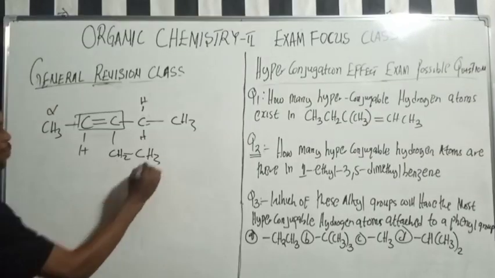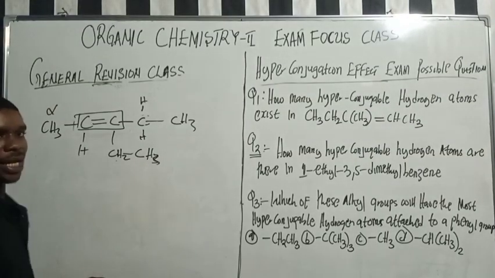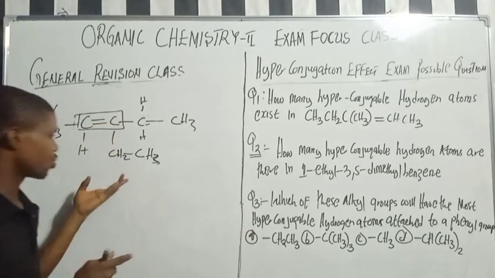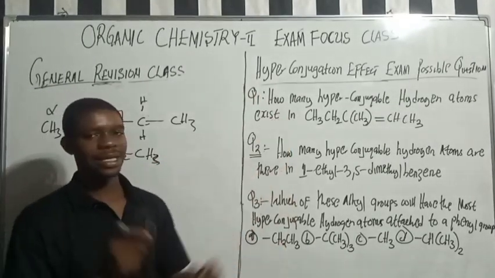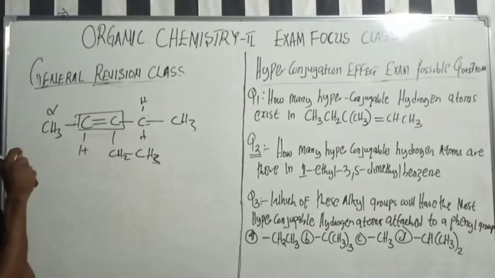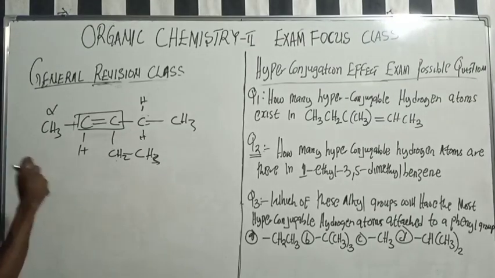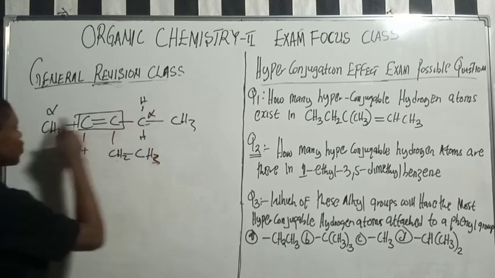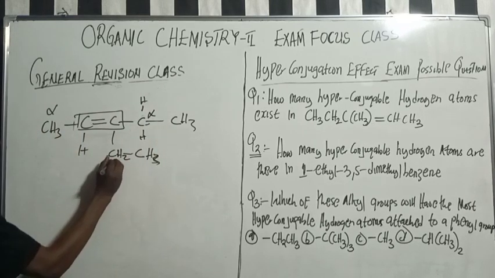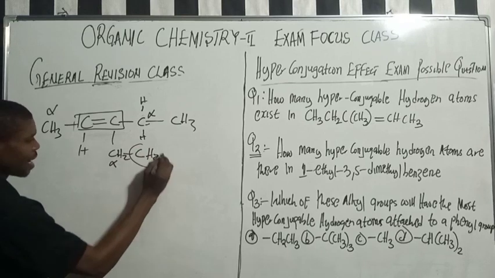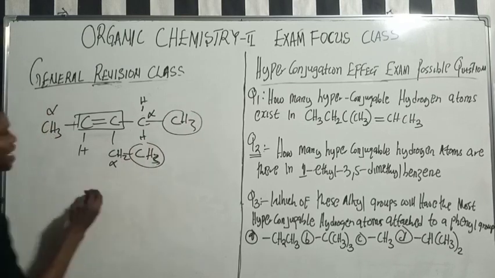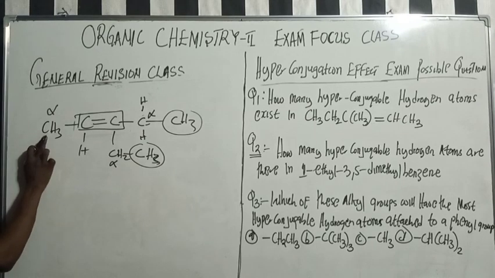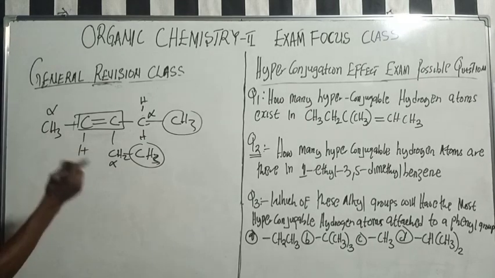Now if you give this kind of compound in the exam, they ask: how many hyperconjugable hydrogen do I have here? Do you get that? What you want to do here is to know my alpha carbon. Here is my alpha carbon, here is my alpha carbon, and here is my alpha carbon. This is not an alpha carbon. This is not an alpha carbon. If you look at the hydrogen here, the alpha carbon has three hydrogen.